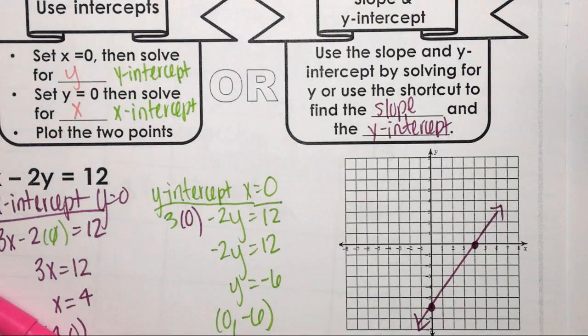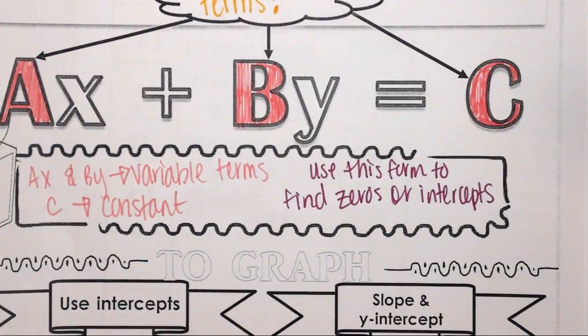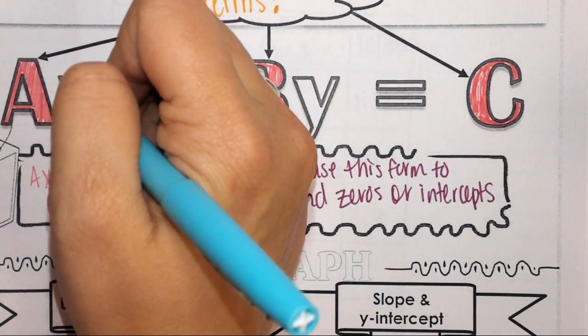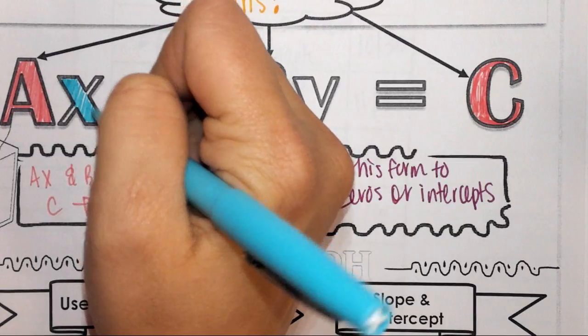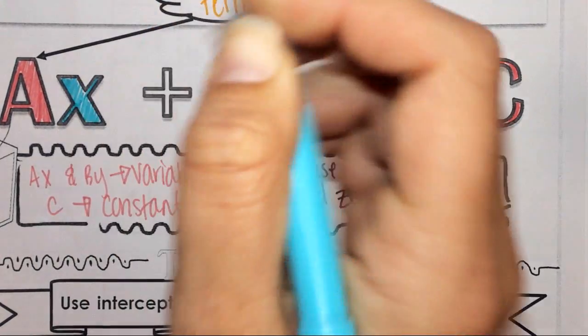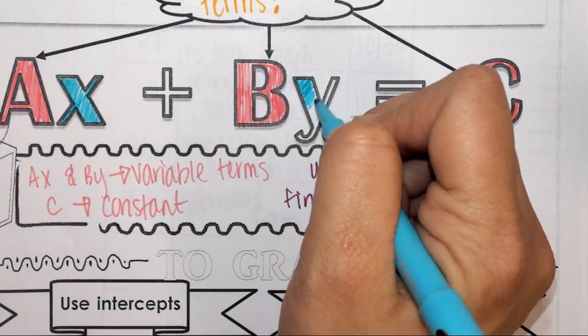So standard form is when x and y are on the same side. And what do we look for when we have it in standard form? The intercepts, your x-intercept and your y-intercept, correct? Okay, and how do we find our x-intercept? We let y equal 0. Good. And how do we find our y-intercept? X is 0. Good.